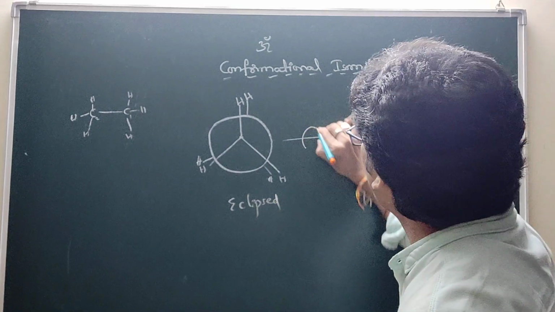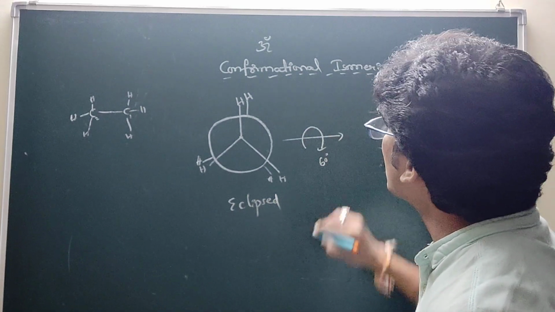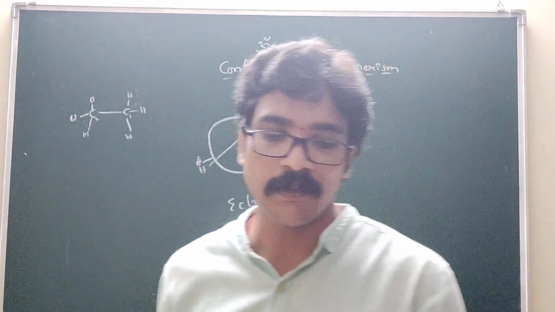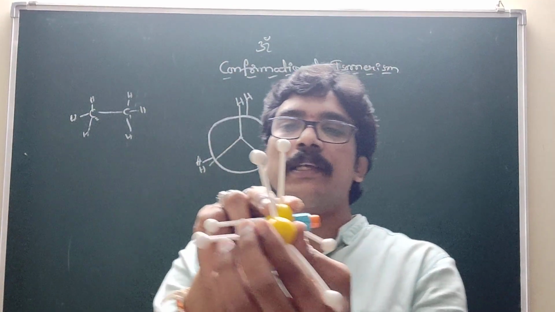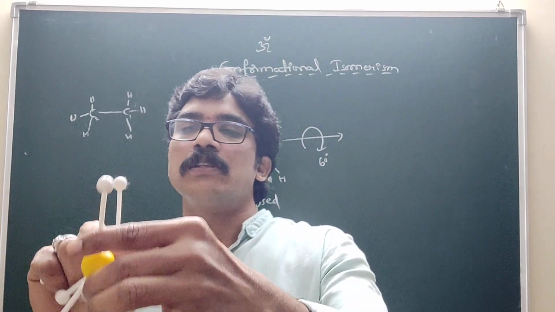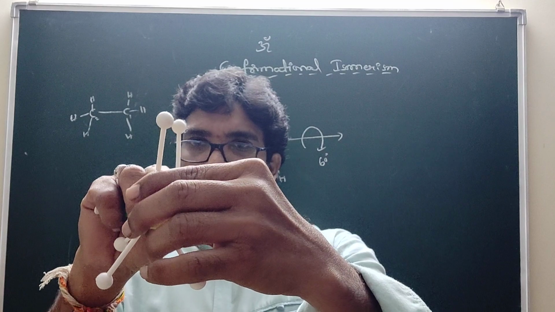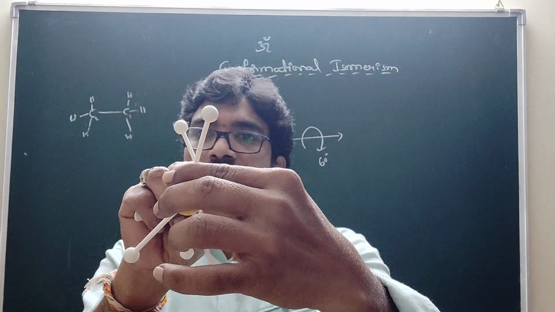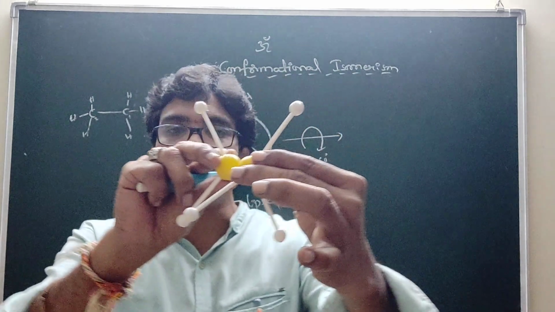If you rotate that compound with an angle of 60 degrees, this is observed. This is the first carbon, a front carbon, and this is a back carbon. If you rotate by an angle of 60 degrees, this is called free rotation.